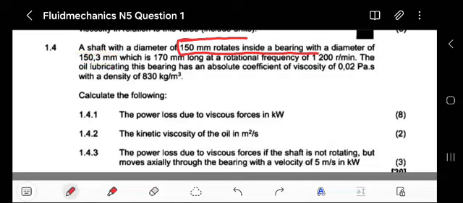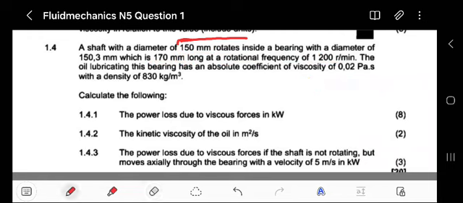So, and with the length, the bearing has the length of 170 long. That is the length. A rotary frequency, you cannot have rotary frequency if you're not dealing with angular. As you can see there, it is in revolutions per minute.